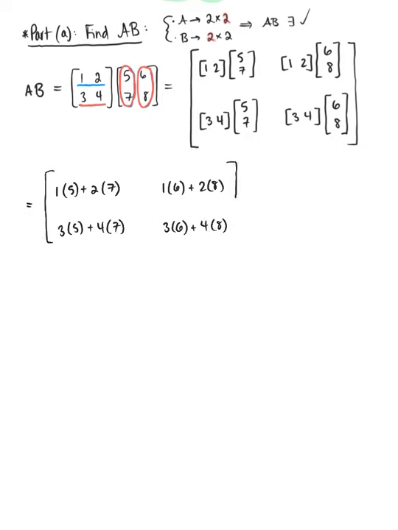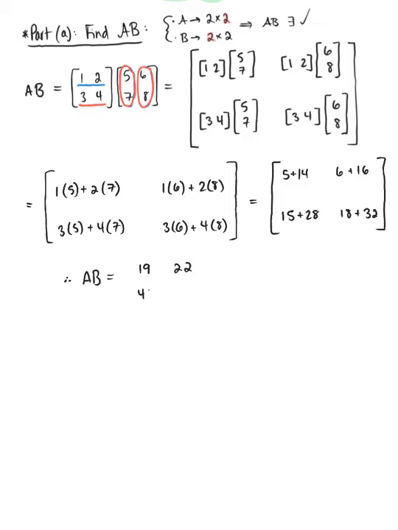So we've performed the dot product, and now it's just a little arithmetic. So what are we left with here? We have 5 plus 14, and then 6 plus 16. We then have 15 plus 28, and 18 plus 32. And so therefore we can see our beautiful final answer for matrix A times matrix B will be 19, 22, 43, 50. So that is the final answer for part A.